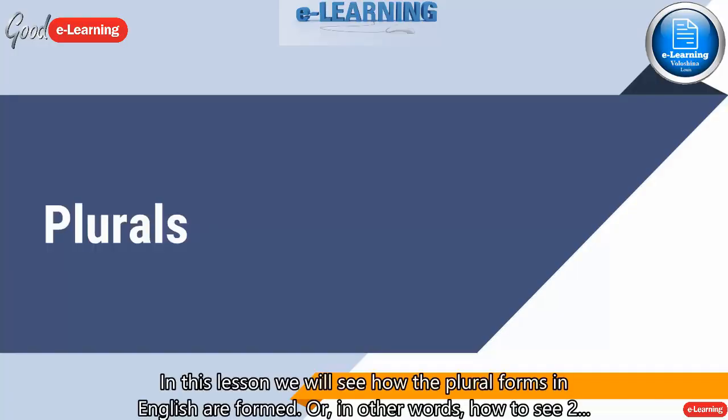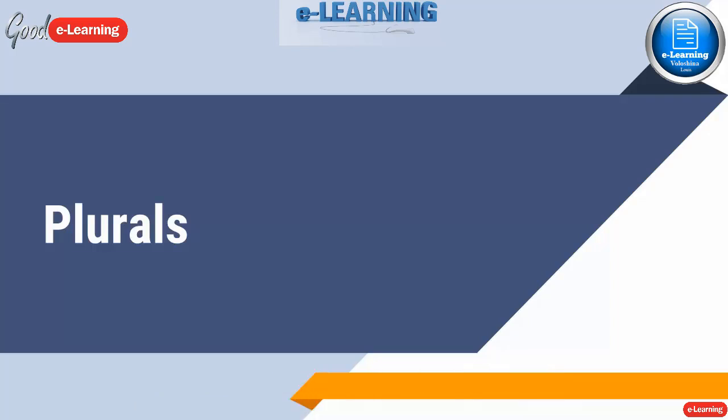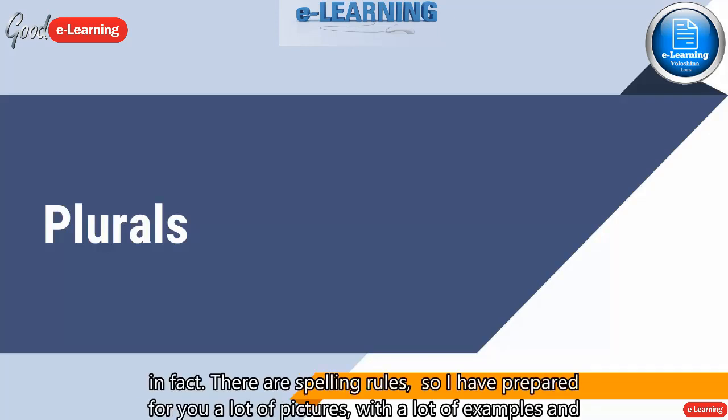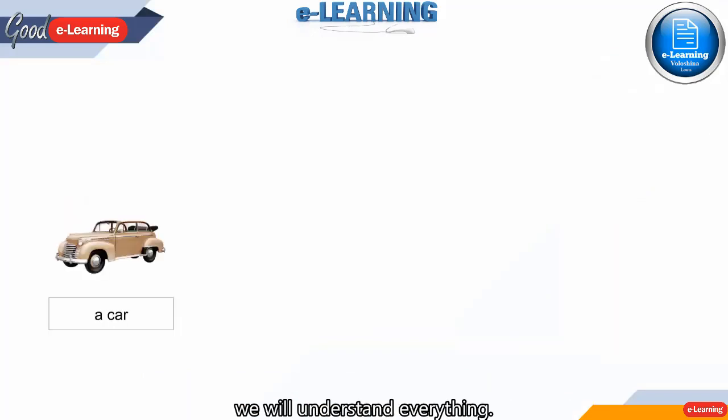In this lesson, we will see how the plural forms in English are formed. Or, in other words, how to say more than one, for example, two cars. There are a lot of exceptions, in fact. There are spelling rules. So I have prepared a lot of pictures with a lot of examples, and we will understand everything. It's easy.